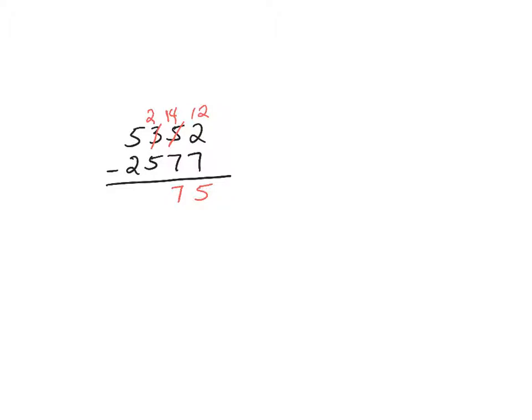I come over to the hundreds place. I can't take 5 from 2, so I have to regroup in the thousands place, take 1,000 away, and make the hundreds place now a 12. 12 subtract 5 gives me 7. And then finally, 4 subtract 2 gives me 2. So I get an answer of 2,775 as the difference of those two numbers.